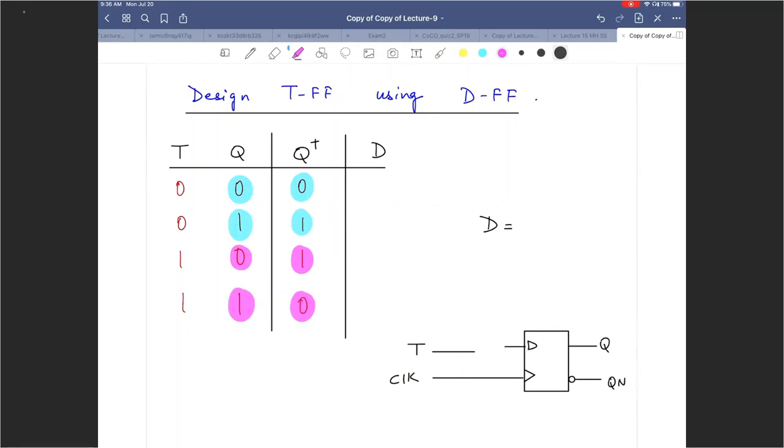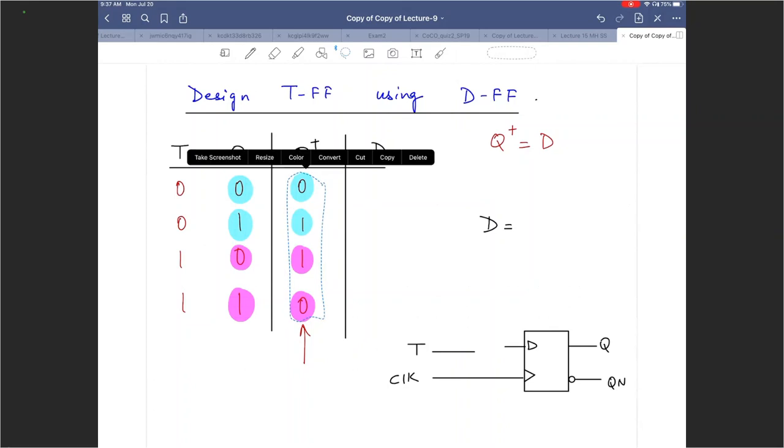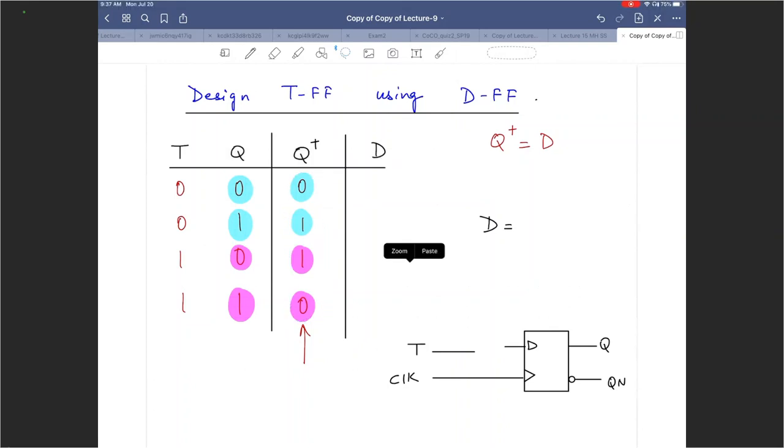So after we complete step 1, next we write the excitation table of the D flip-flop. We know that the characteristic equation of the D flip-flop is what? Q plus equals D. If I know Q plus, that is the same as D. So it's a very simple job. I just copy and paste it here. Done.